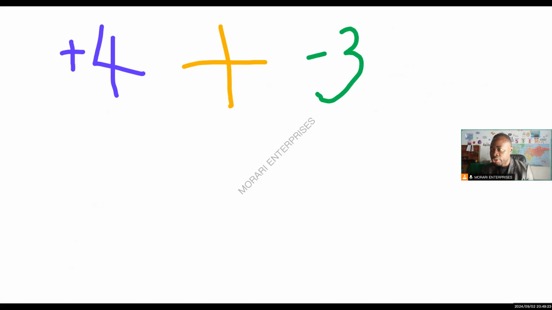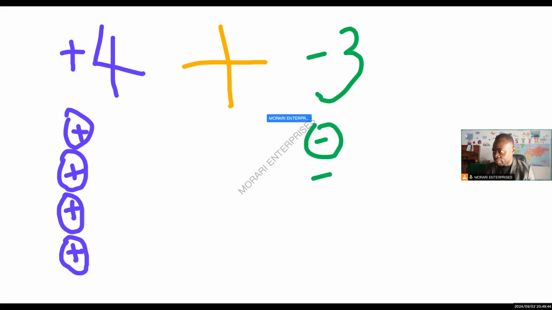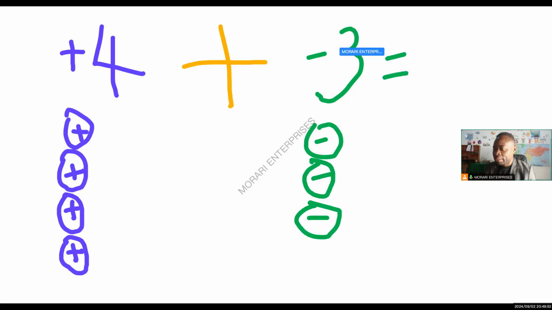Now, what are the natures of these numbers? We have 4 positives, like this. So that's positive 4. You can just say 4 positives. And because we are joining, it means this number also exists. So these are 3 negatives that also exist, like this. Now we have to join them together. Now what will your answer be?